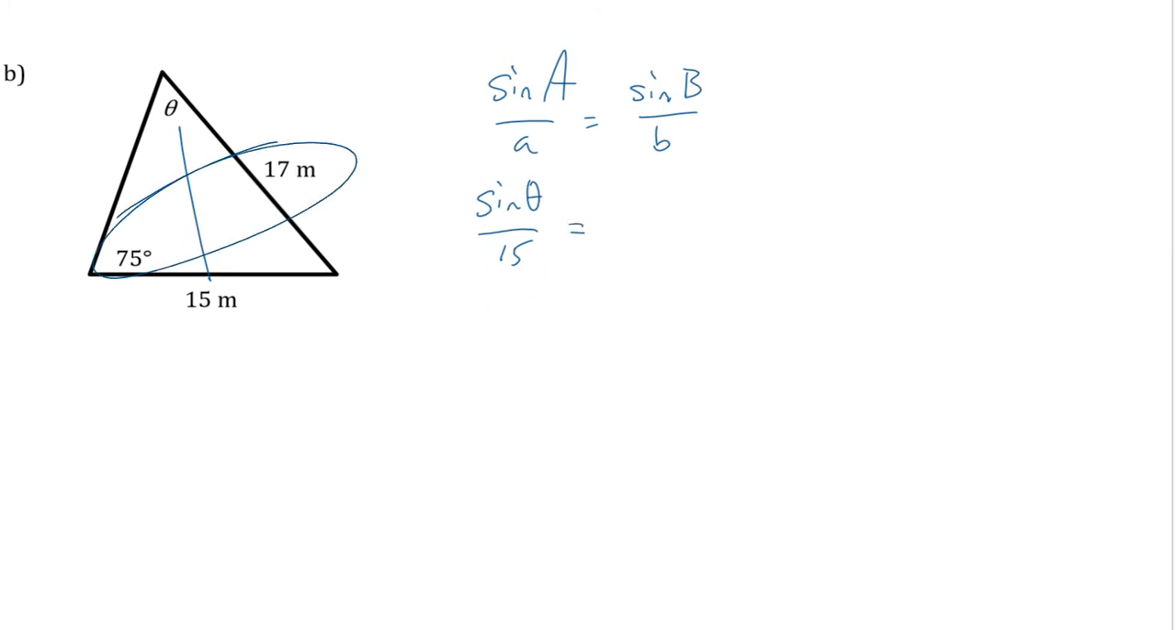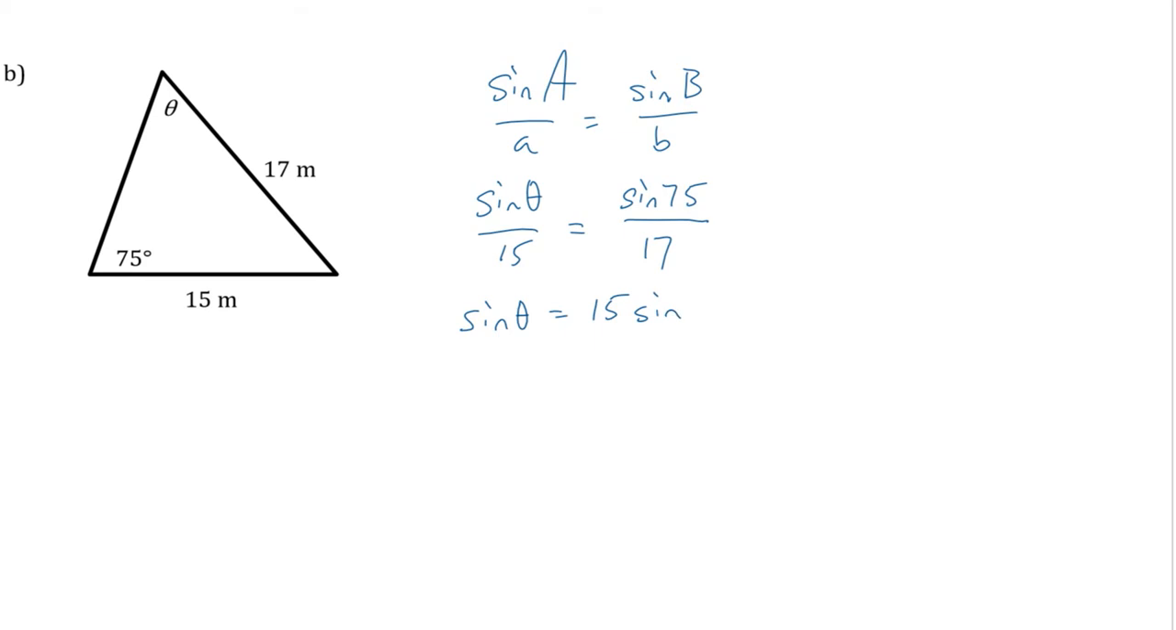And then 75 goes with 17, so sine of 75. How do I know the 75 is on top? Because it's the angle, and I'm always doing sine of an angle, and I started with sine of the angle on the other side. So over 17. One step to rearrange. The 15 moves up to the top on the other side.